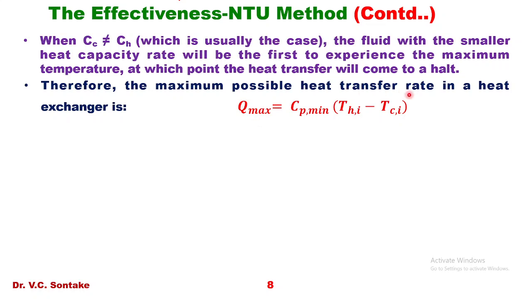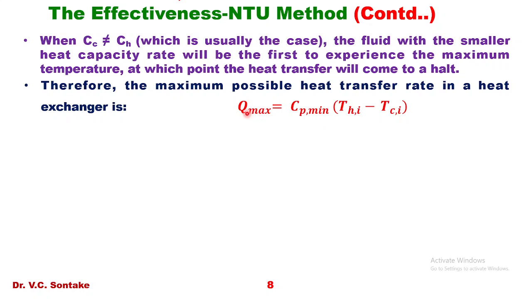Therefore, the maximum possible heat transfer rate in a heat exchanger is Qmax equal to capital Cp minimum into Thi minus Tci. Now you can also understand this by an example, like there are two persons. One can give 5 lakh rupees to another person, but the second person is willing to take only 2 lakh rupees. So what is the maximum possible amount of transaction? It is 2 lakh rupees only.